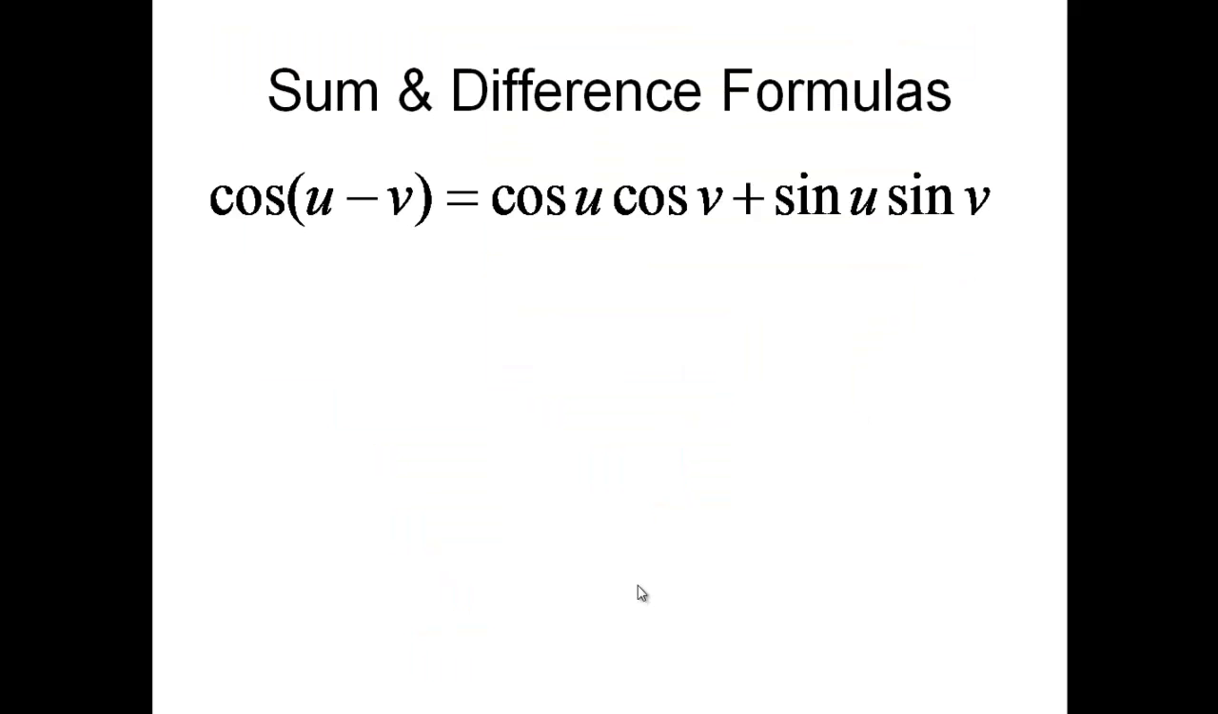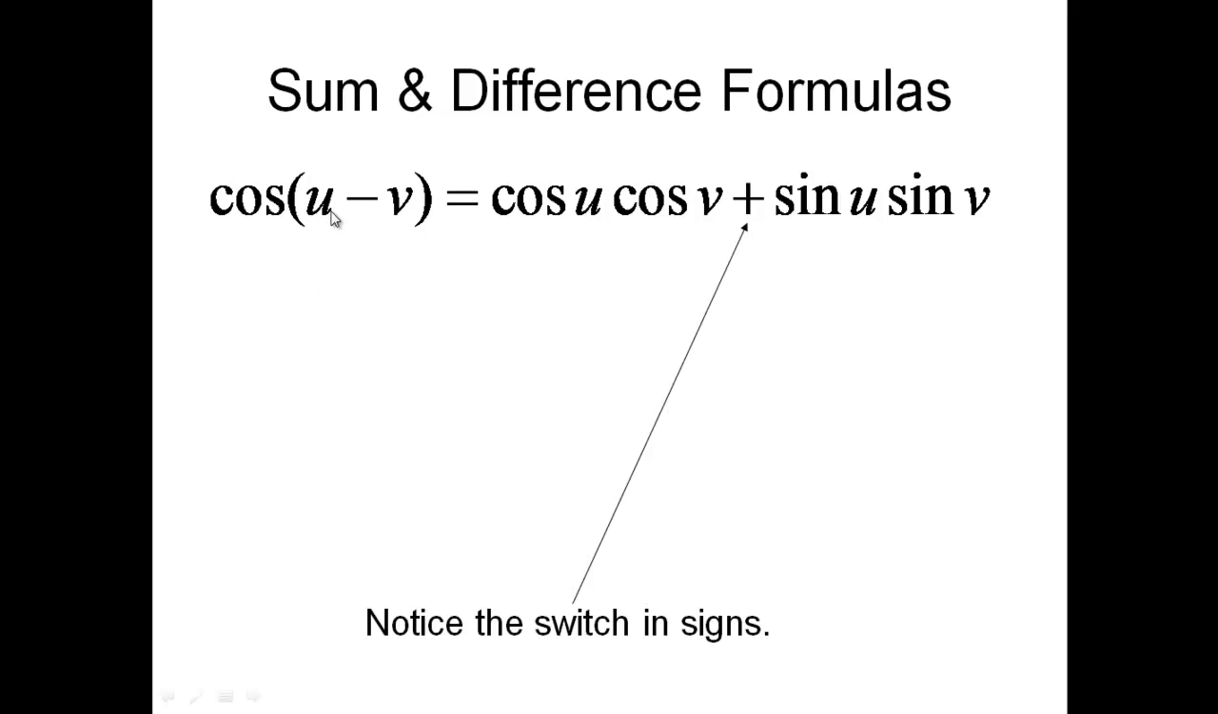So your sum and difference formulas, one of them we just looked at was here. The cosine of U minus V is equal to the cosine of U times the cosine of V plus the sine of U times the sine of V. Notice something here. There's a switch in signs. We have the difference between the two, but we have a plus symbol here. That's important to note as we work through this.